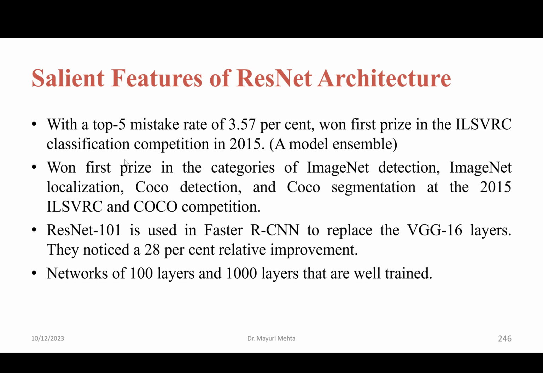ResNet 101, I told you that different versions of ResNet are available. So ResNet 101 is used in Faster RCNN to replace the VGG16 layers, and they noticed a 28% relative improvement when they replaced VGG16 by ResNet 101. Moreover, networks of 100 layers and 1000 layers that are well trained are available due to this research. So these are the salient features of ResNet.